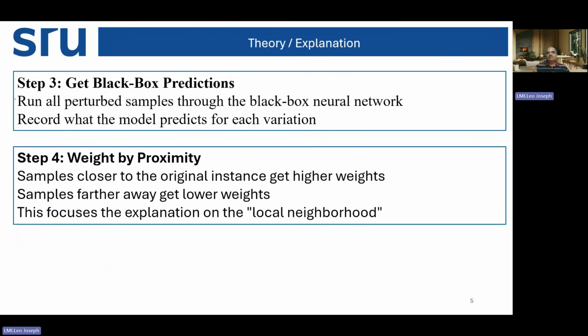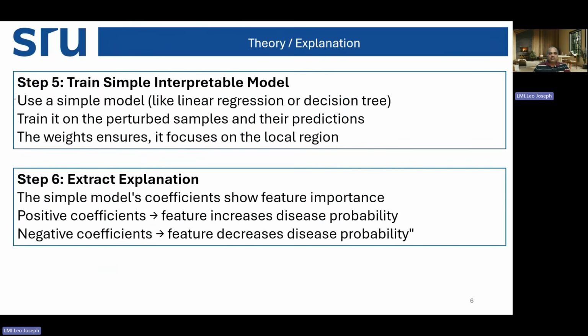And we are going to perform approximation of weights. How far away or nearby the samples are from the original, like that we are going to adjust the weights, and we are going to justify the prediction. Okay, this is step number 4. And finally, we are going to train the simple interpretable model. It may be either linear regression, whatever it may be. So the weight ensures it focuses only on the local region.